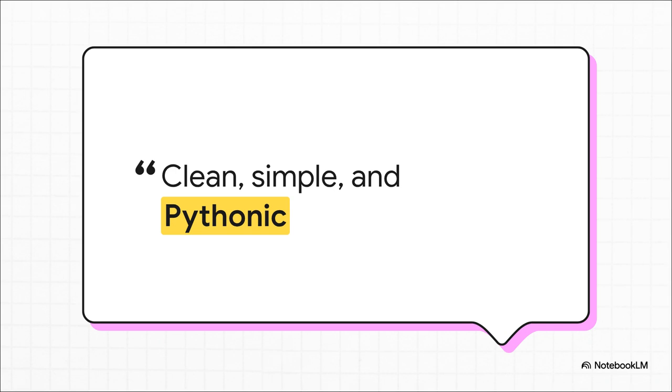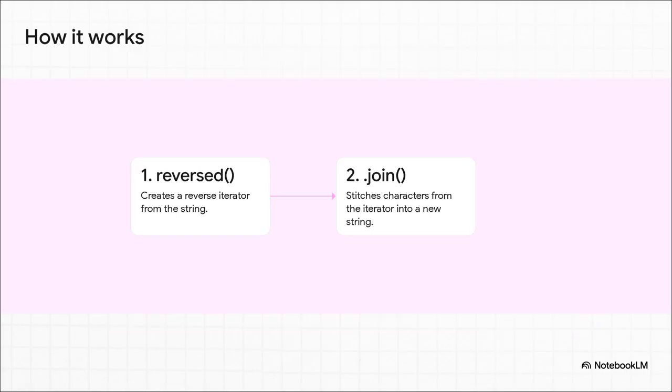You hear that word, Pythonic, a lot. It just means the code feels natural, like it's using the language's tools exactly how they were meant to be used. Okay, so what's really going on here? It's kind of like a 2-step dance. First, that reversed function takes your string and creates something called a reverse iterator. Think of an iterator like a Pez dispenser. It holds all the characters, but it only hands them out one by one, in reverse order.